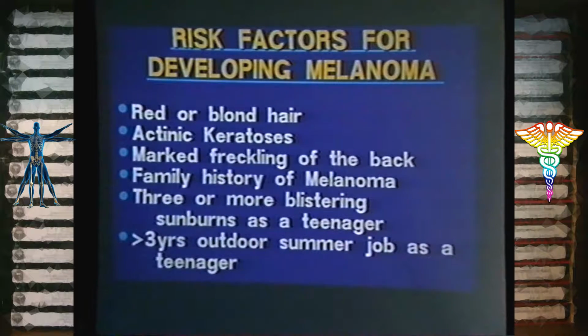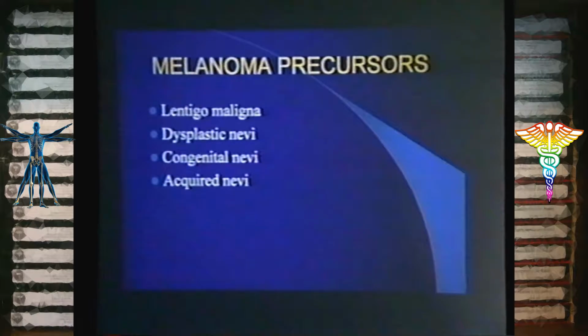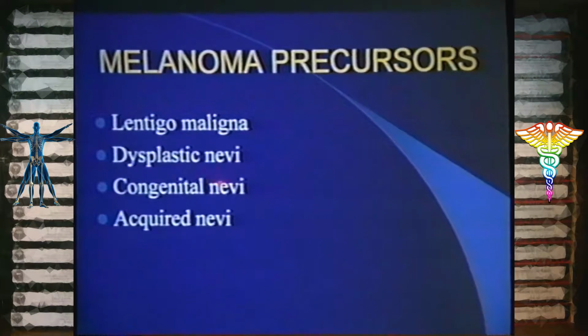People that used to go out in the sun and got repeated sunburns because they wanted to try to tan are at high risk. And this just reflects that, the excessive sun exposure when you've had outdoor jobs or as a teenager. This is a list of some of the melanoma precursors: lentigo maligna, dysplastic nevi, congenital nevi, and acquired nevi.